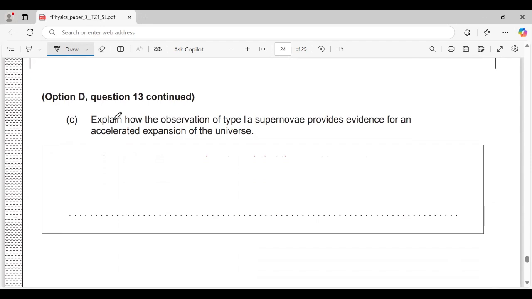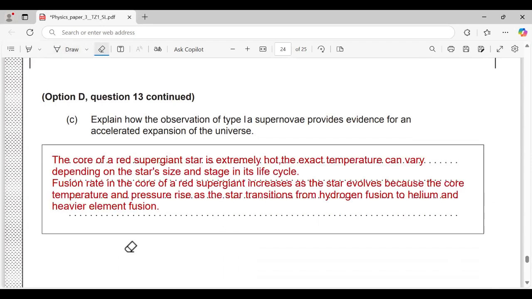Explain how the observation of type 1a supernovae provides evidence for an accelerated expansion of the universe. I have provided my explanation as well. This one, you may copy or you may add something into this explanation.